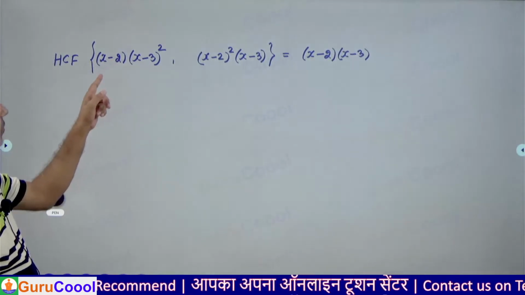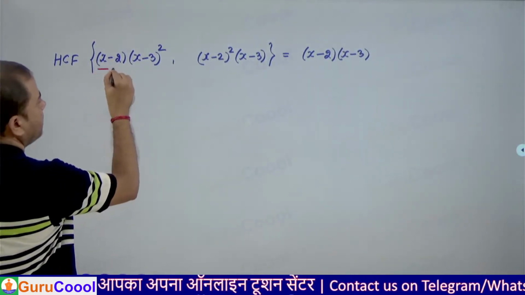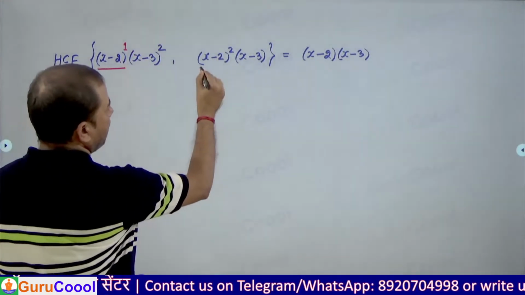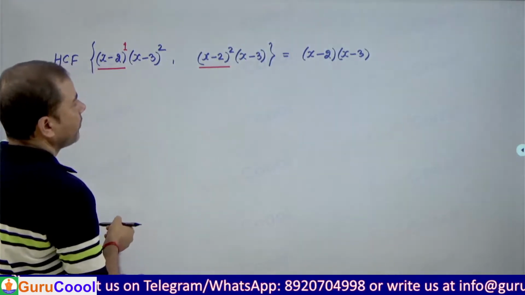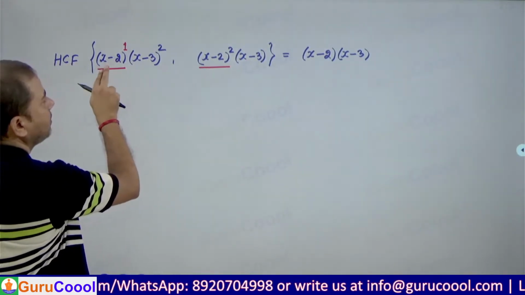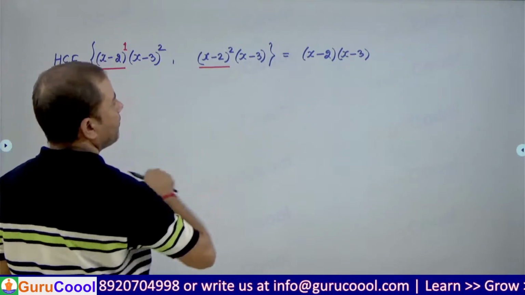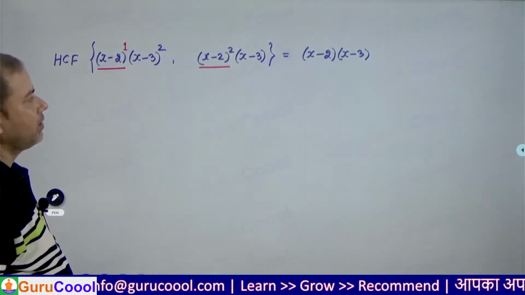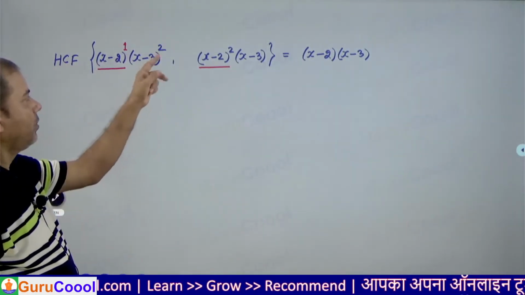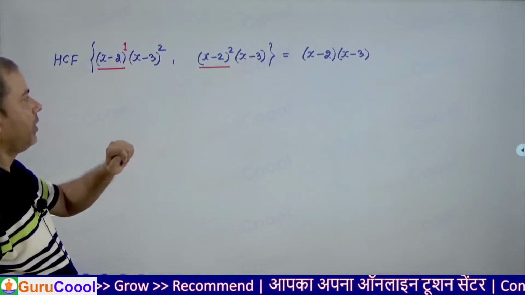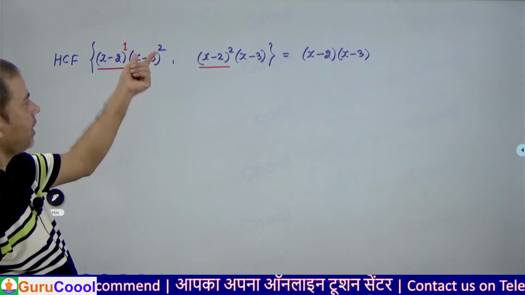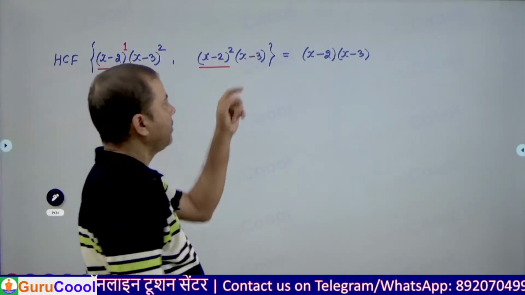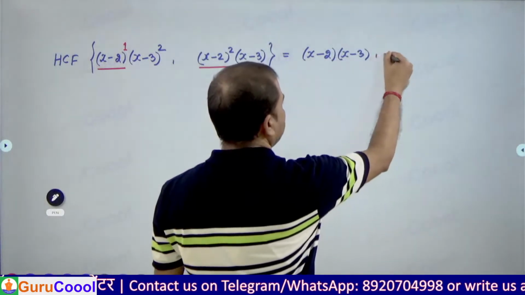X minus 2 is the first factor. So here it is with power 1, that is hidden, no need to show. Here also we have x minus 2 with power 2. Smallest power is 1, so we will take it up in the answer. X minus 2 with power 1 is there hidden. Now we look at the second factor, x minus 3 whole square, x minus 3 power 1. Again we see this has power 2, this has power 1, we pick the smallest power. So x minus 3 with power 1 is written here. This is the correct HCF.